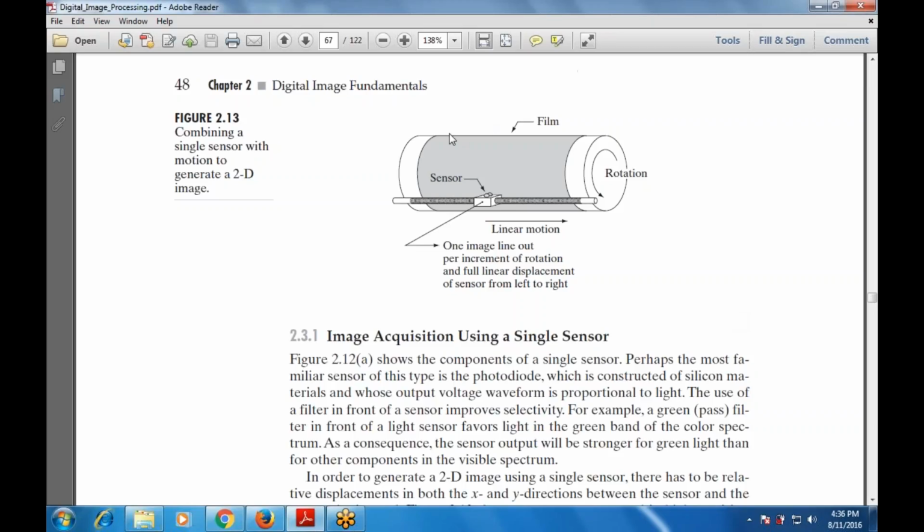This is a film roll, the rotation that carries multiple frames on one strip, known as film, and then the sensor. This is the linear motion here, with one image line out per increment of rotation and full linear displacement of the sensor from left to right. This is combining a single sensor with motion to generate a 2D image.